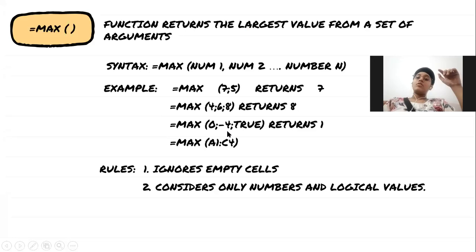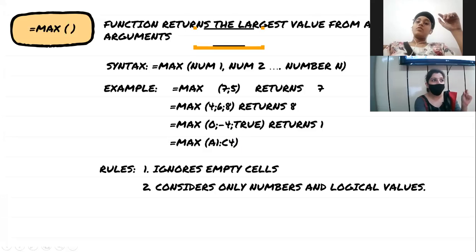MAX 0, minus 4 and true. When you depict numbers on the number line in maths, negative values come first, then 0, and then positive values. And true has the value 1. So what will be the answer? When you have the negative value, 0 and 1, obviously the larger value will be 1. Clear? And in the next example, I have given a range, that instead of giving single values, you can pass the range as well. The values in those cells will get referenced.